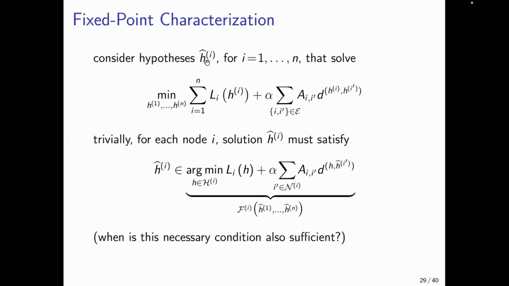So this is a very simple argument to end up with this necessary condition for a solution of GTV-min. Does anybody have an idea or some guess when this condition is also sufficient? So if you have found model parameters or hypotheses that satisfy this fixed point characterization, then you can be sure that they solve GTV-min. Does anyone have an intuition when this condition is sufficient?